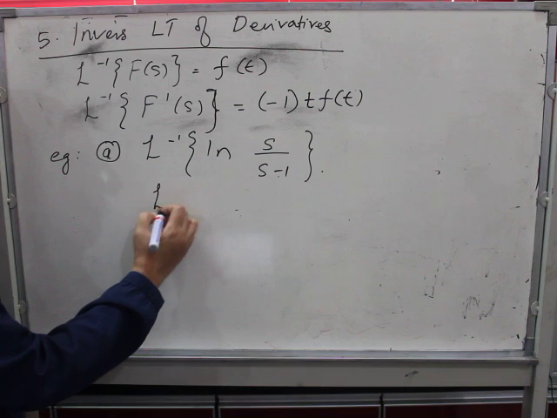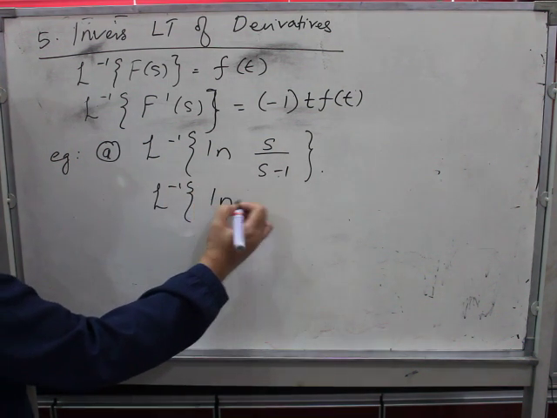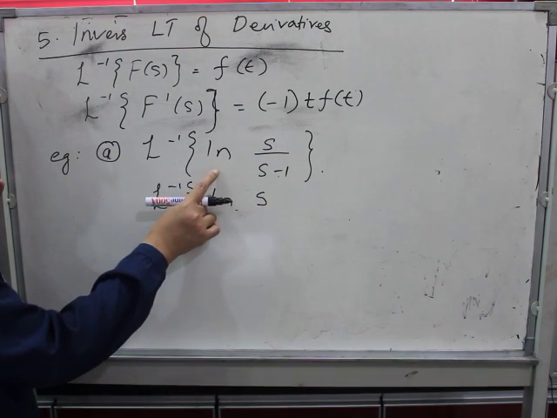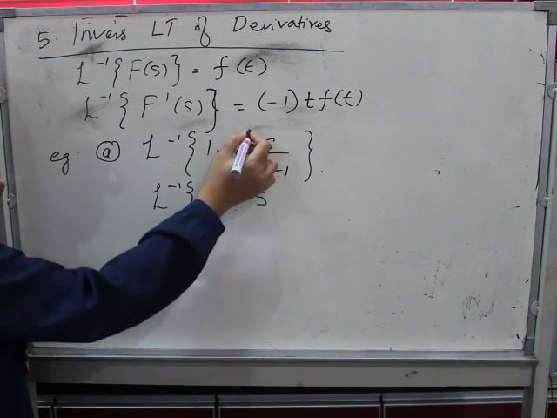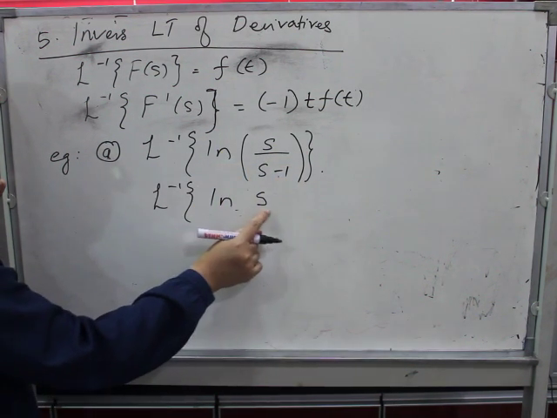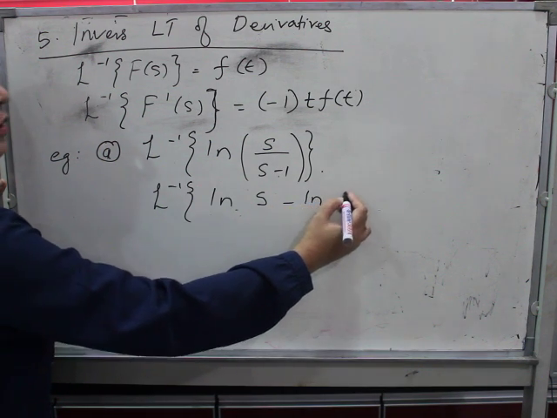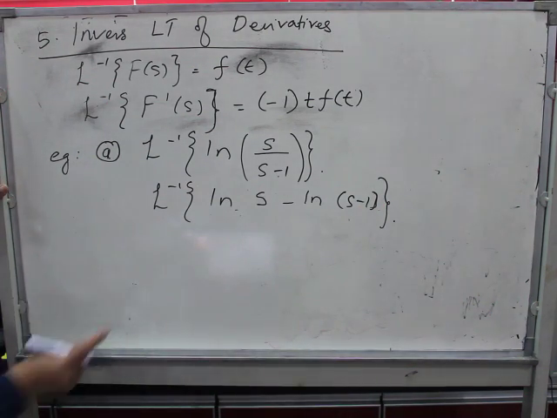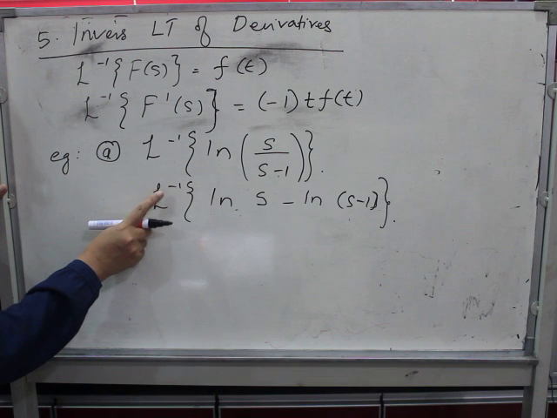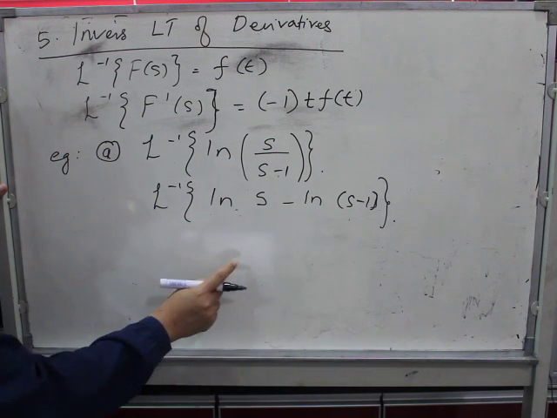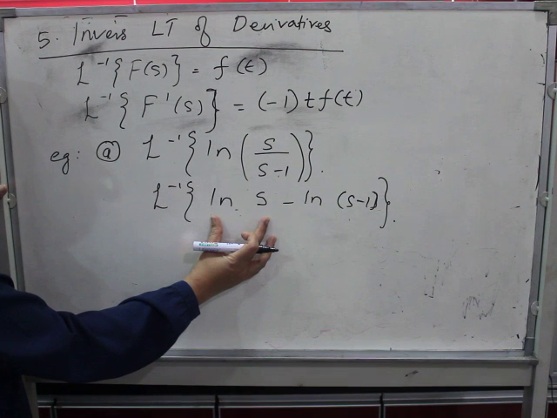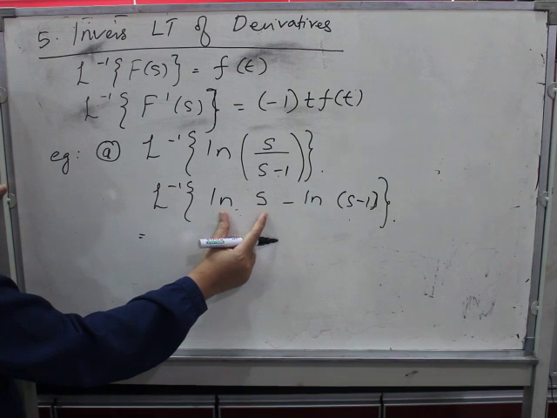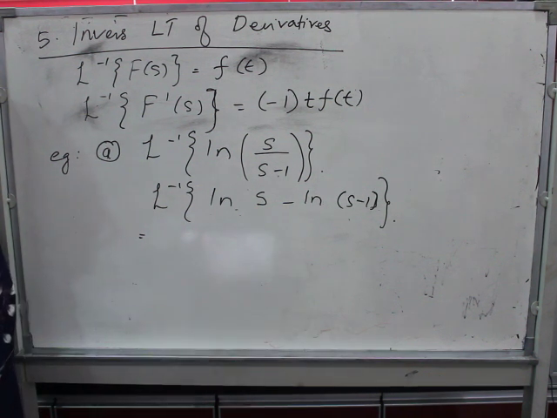So that means we have to first modify the log with log's rule. Remember log's rule for division? So we have log S minus log S minus 1. Okay, so we just modify first without inverse yet. Modify first, and then we can Laplace inverse separately.